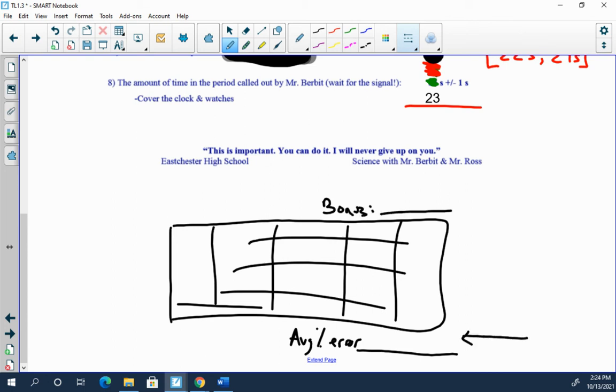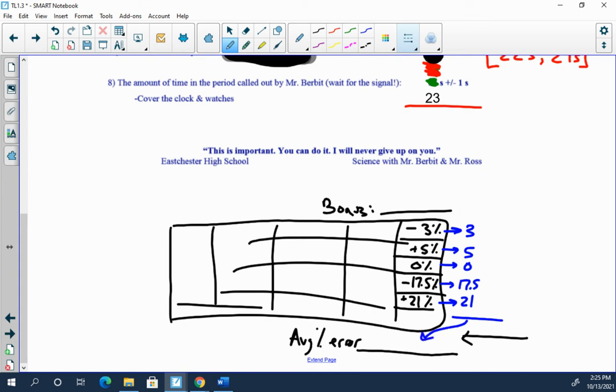The average percent error. You will have 8 percent errors over here. You might have negative 3%, positive 5%, maybe a 0%, negative 17.5%, positive 21%, and so on. So the instruction for the average percent error is as follows. We're going to absolute value all of these. Leave them as they are, just go into the margin and make them all positive. 3, 5, 0, 17.5, 21. Then add them up and divide by 8. That's what I want down here in your average percent error. You're going to pretend they're all positive for the average. Leave them negative inside the table, but pretend they're all positive when you calculate the average.